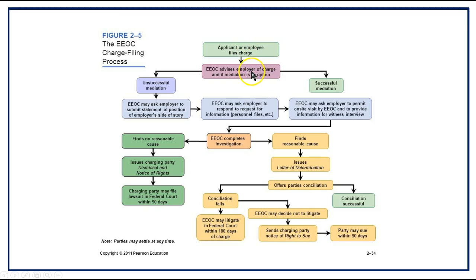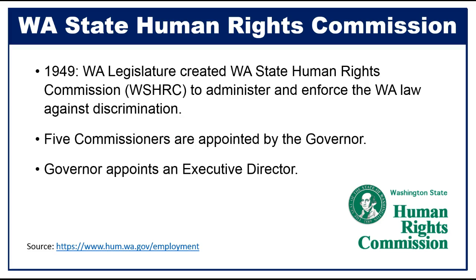So in this case, if you look at the graphic here, an applicant or employee files a charge with the EEOC, and then if you look at this decision tree, the EEOC will see if mediation is an option, and if it were successful, and if not, then it goes through a different set of steps. And so there is a process that must first be exhausted before a claimant can go to court. At the state level, we have the Washington State Human Rights Commission as the counterpart to the federal enforcing agency, the EEOC.